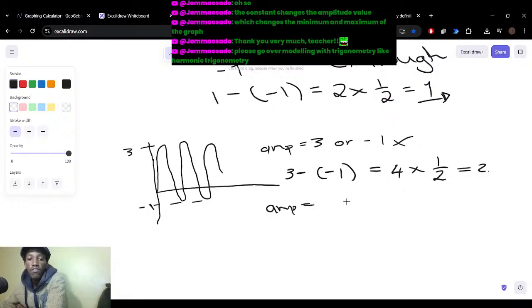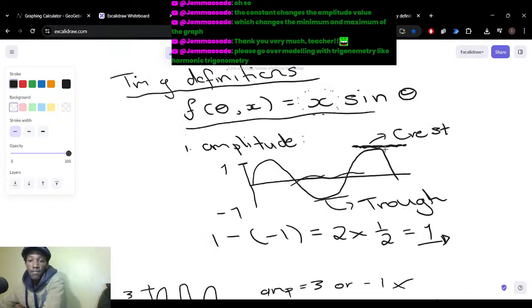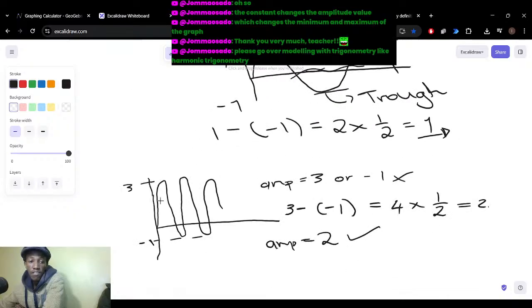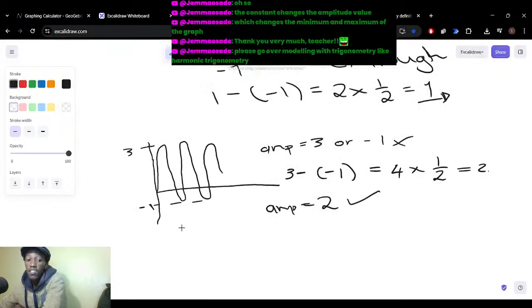Amp is 2. Right? So this is wrong. The amplitude is not 3 or -1, but rather the crest of this periodic function is 3, and the trough is -1. So the trough is the minimum point and the crest is the highest or maximum point, right?